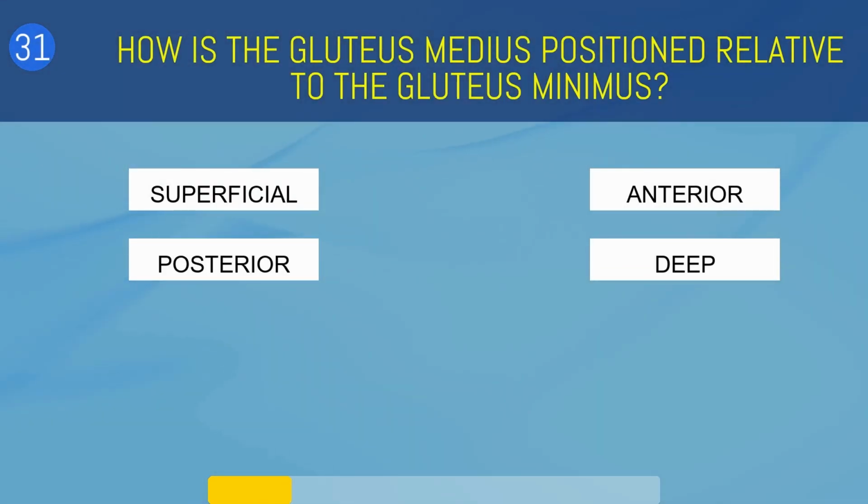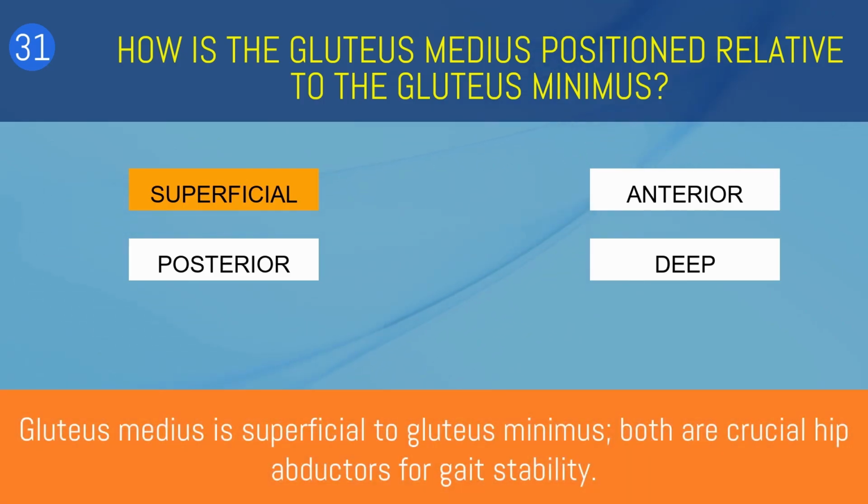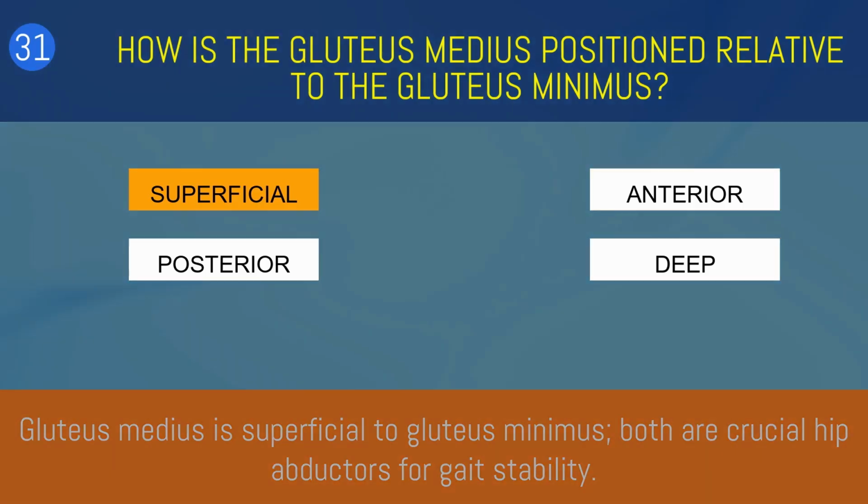How is the gluteus medius positioned relative to the gluteus minimus? Superficial, posterior, anterior, or deep? Superficial. Gluteus medius is superficial to gluteus minimus. Both are crucial hip abductors for gait stability.